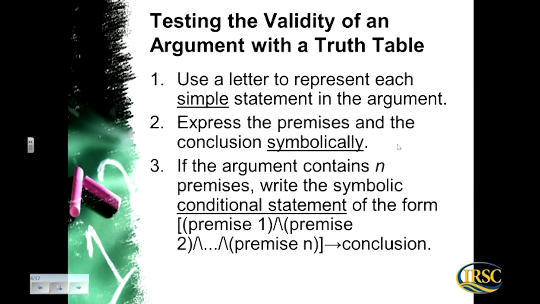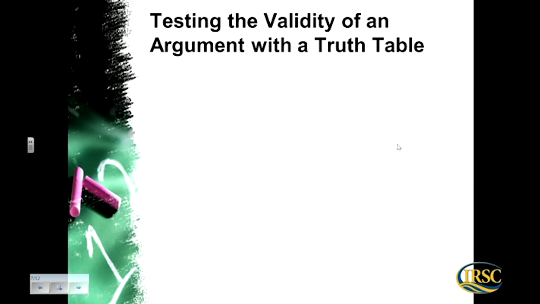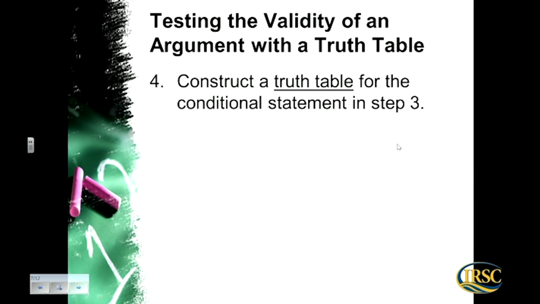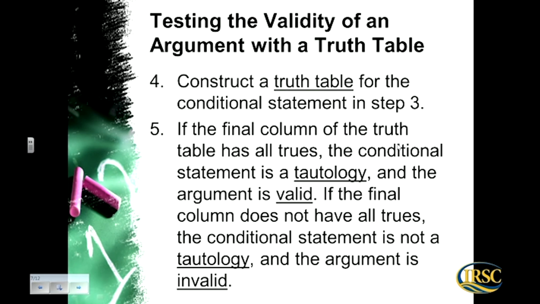Okay, so once you've done this, then you need to construct a truth table for the conditional statement in step 3. And then if the final column of the truth table has all truths, the conditional statement is a tautology and the argument is valid. If the final column does not have all truths, the conditional statement is not a tautology and the argument is invalid. What I'd like you to do is in that last place where you put tautology, go ahead and underline the words "not a" also. So when you look back at your notes, you can remember: tautology, valid; not a tautology, invalid.